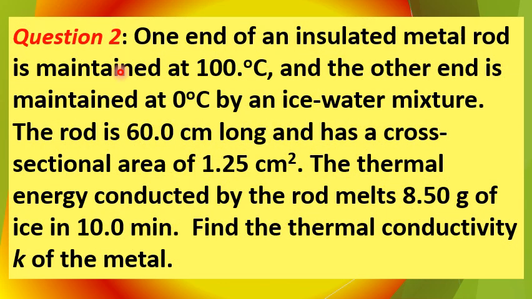For our last question, number 2, one end of an insulated metal rod is maintained at 100 degrees Celsius and the other end is maintained at 0 degrees Celsius by an ice-water mixture. The rod is 60.0 centimeters long and has a cross-sectional area of 1.25 centimeters squared. The thermal energy conducted by the rod melts 8.50 grams of ice in 10.0 minutes. Question is, find the thermal conductivity constant, small letter k, of the metal.